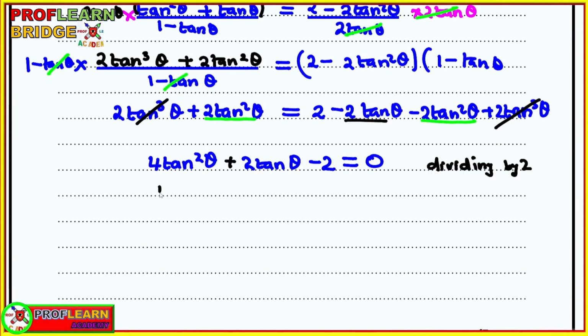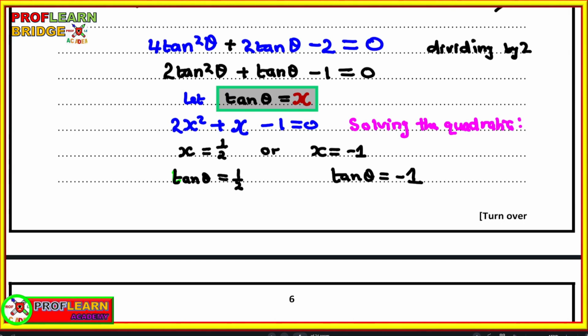in order to find the solution of that. So before that, we need to divide by 2 all through to simplify this quadratic equation in terms of tan. Now, letting tan theta be equal to x, we're going to form our quadratic equation. Because wherever we have tan theta, we're going to replace it with x. So the first term will be 2x squared plus x minus 1 equals 0. Then we're going to solve this quadratic equation so that we can get the solution. So solving this, we're going to get x equals a half, or x equals minus 1.